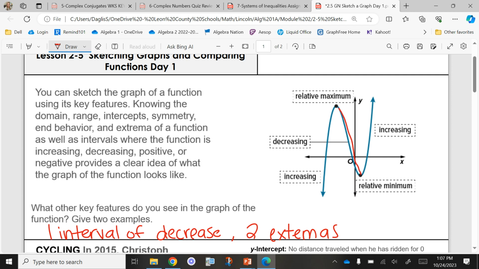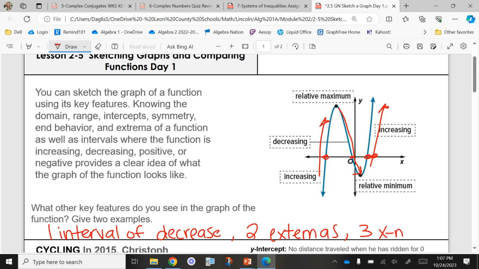We're being specific saying there's one interval of decrease. Because how many intervals of increase are there? Technically, there's two intervals of increase. So that's just what we're specifying. Only one piece is going down. There's two pieces going up. What else? We could say there's 3 x-intercepts, if you wanted to say that. I know it only says give 2 examples. I'm just giving you options.